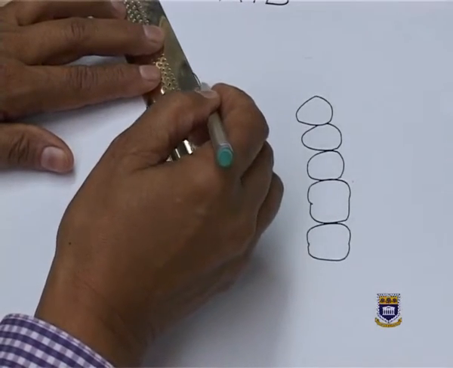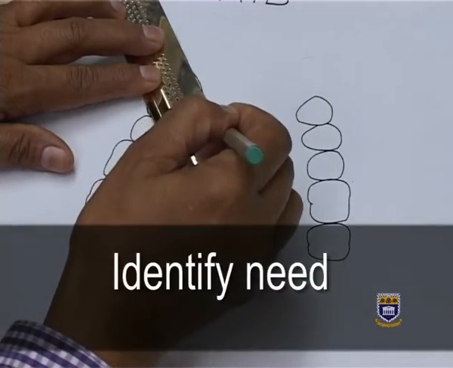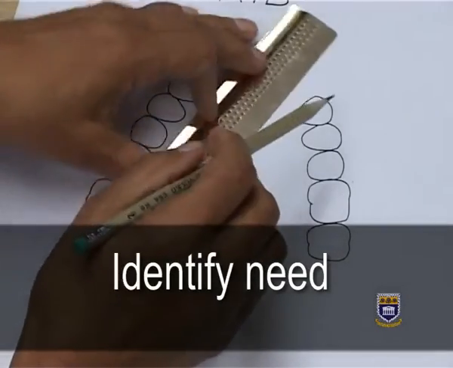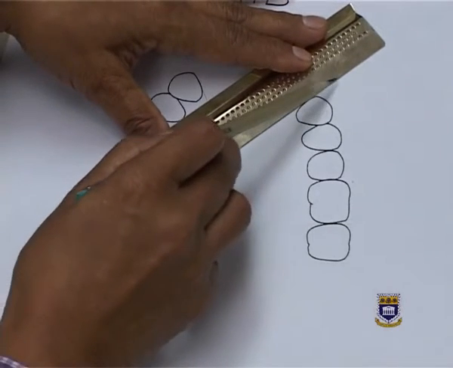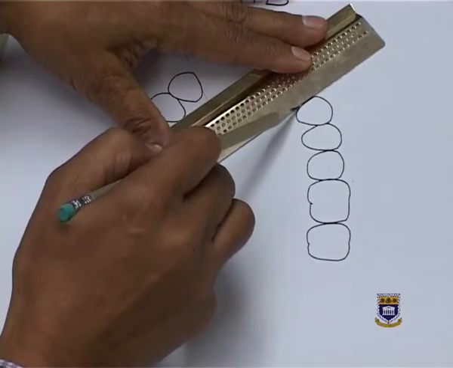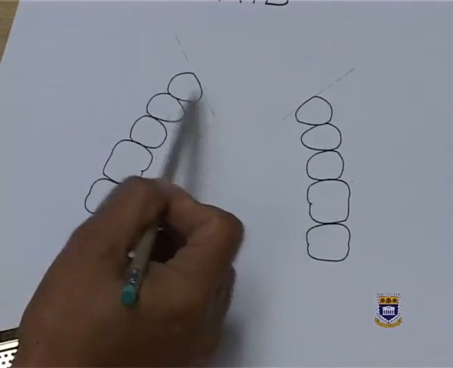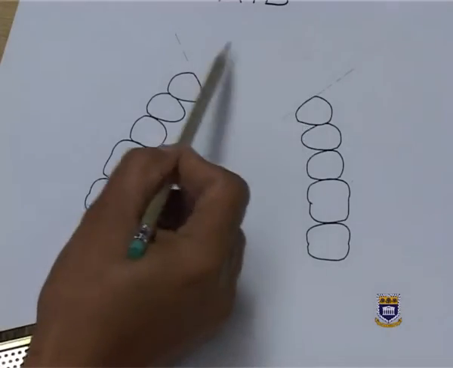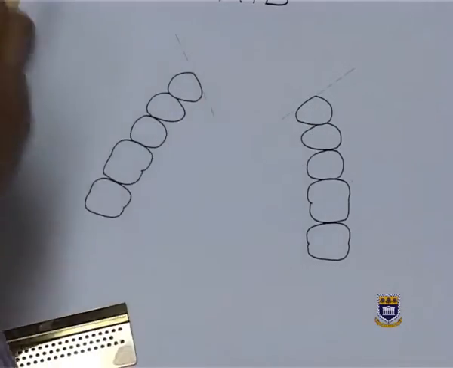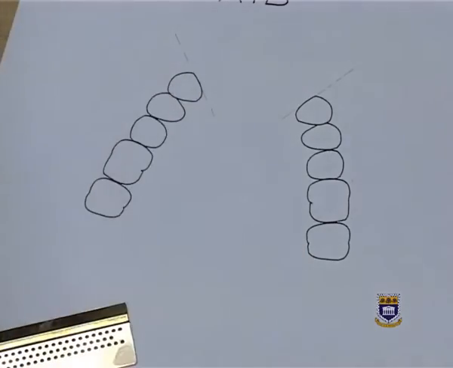And by doing the guide planes, we are also identifying the need for replacing the teeth. And remember, a guide plane has to be 3 millimeters in length, and it's usually a parallel surface between the two abutment teeth. So we have identified the need, which is the first step in designing an acrylic partial denture.